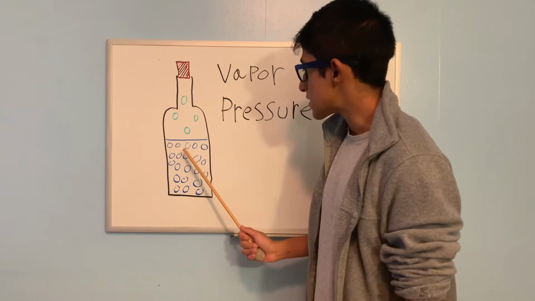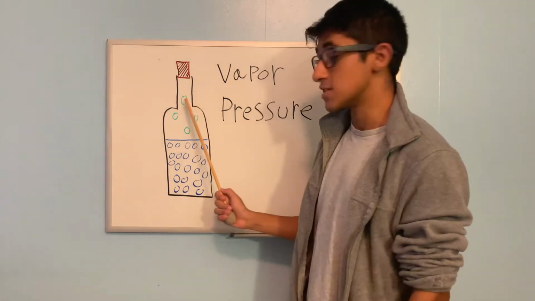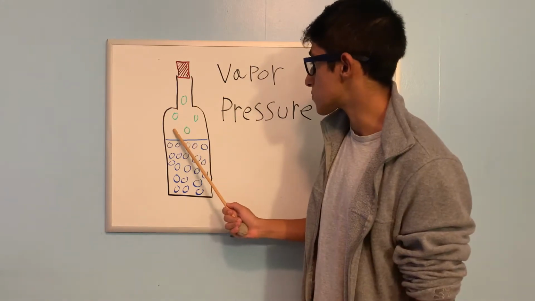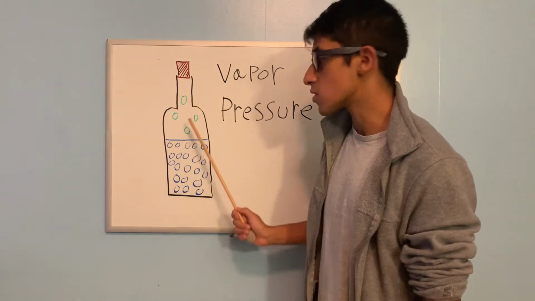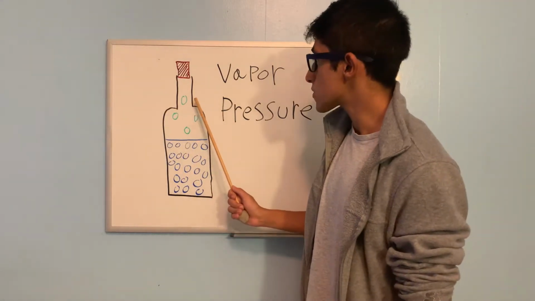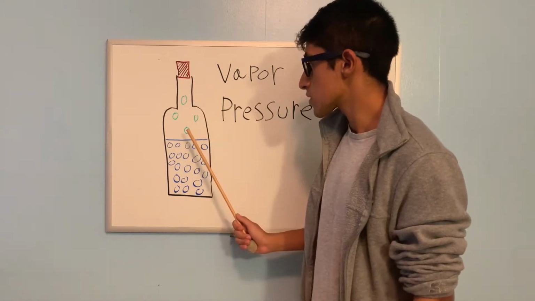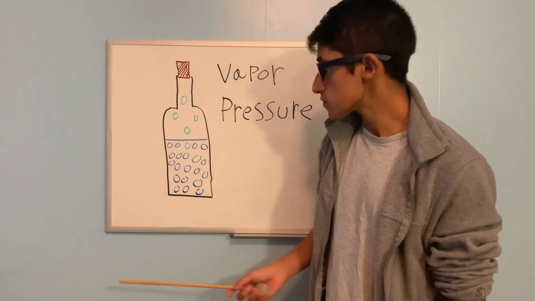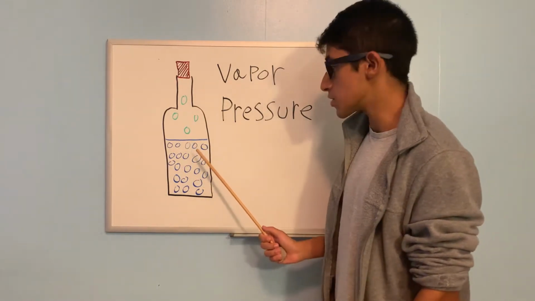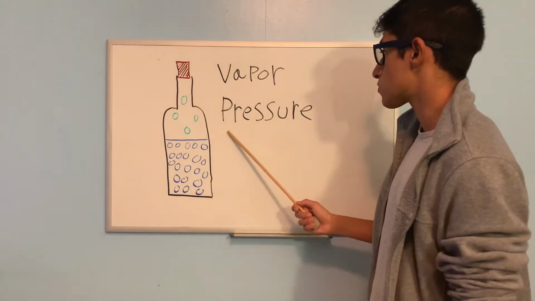What will happen is that particle will actually bump out of the water and evaporate into a gas, as you can see by these green particles. Now let's say this happens to a couple particles and we have enough gas particles on top of the liquid. These gas particles will exert a pressure on the liquid particles below. This pressure exerted by these evaporated liquid particles is known as vapor pressure.